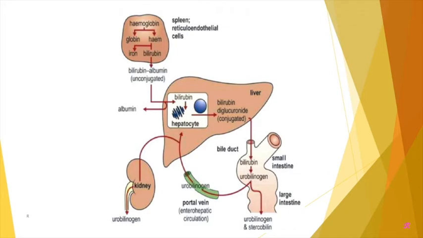Actually, it is a recycling. Recycling is taking place of the conjugated bilirubin. That is, after it is converted into urobilinogen, it is again reabsorbed into the liver, and the process thus goes on.